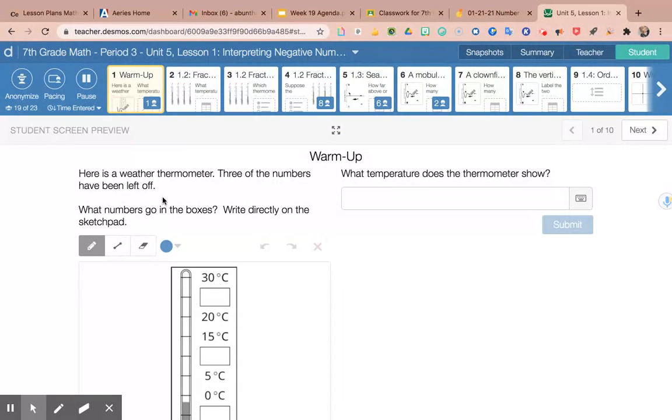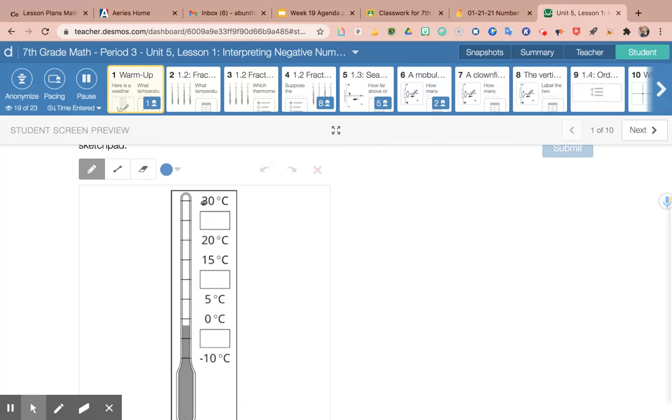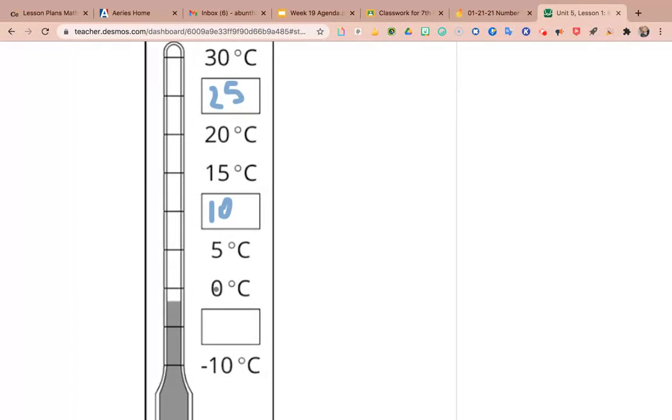When you click on it, the first question says, here's a weather thermometer. 3 of the numbers have been left off, so you'll notice 3 are missing. What numbers go in the boxes? Write directly on the sketch pad. So we have 30, blank, 20, 15, blank, 5, 0, blank, negative 10. So first thing you should notice is that you're going from 0 to 5, so you're adding by 5. So 5, 10, 15, 20, 25. And then if you're going down, it's 0, negative 5, negative 10, negative 15.